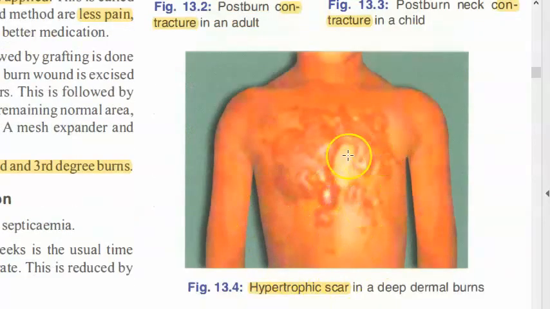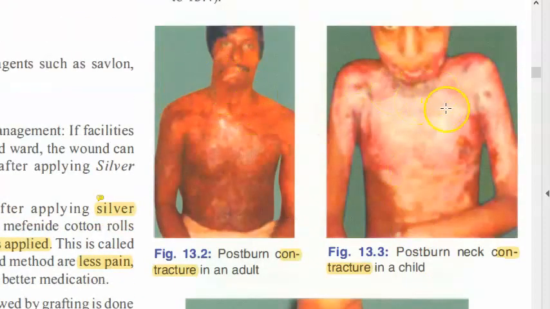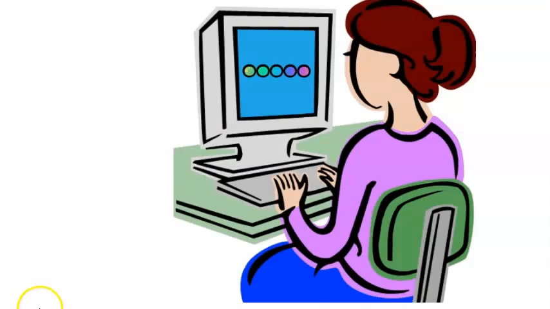So here they're showing you a hypertrophic scar. Where will this be? Second degree burn, hypertrophic scar. And look at these contractures. You can see the contractures here. So these are, I'm guessing, third degree. There's very little left now, so we'll just go to the treatment.